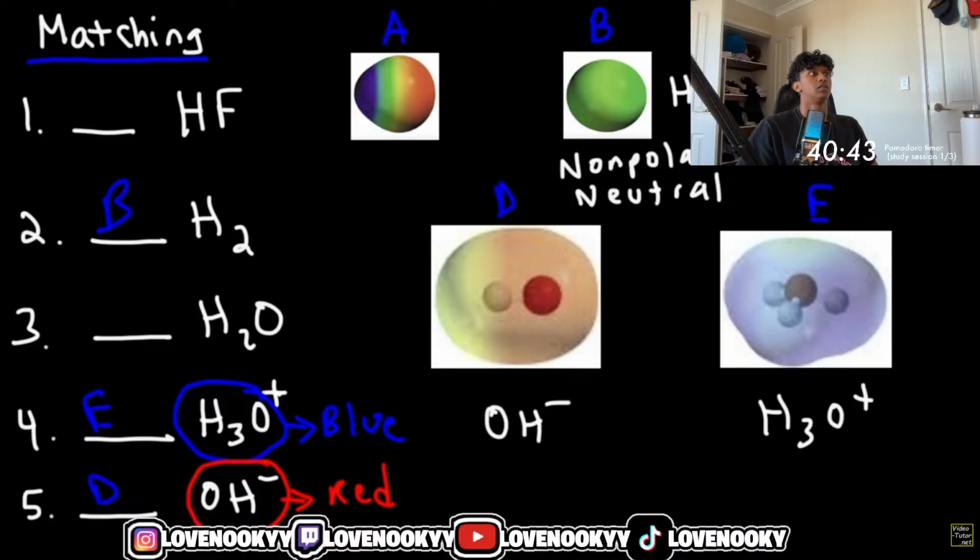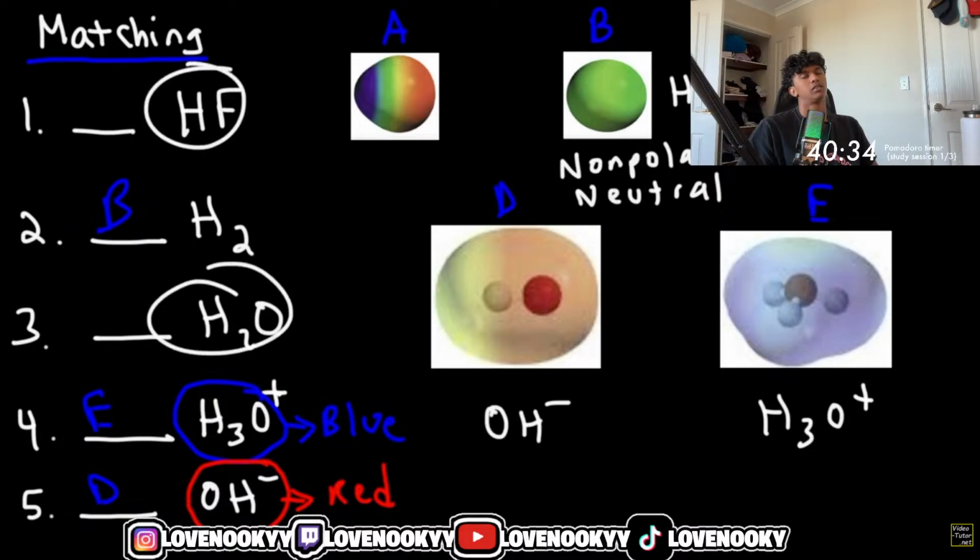Now, what about number 1 and number 3? HF and H2O, they're polar molecules. Polar molecules, you're going to have 2 colors, or at least 2 predominant colors, red and blue. So looking at HF, fluorine is partially negative. So this is going to be the red side. And hydrogen is partially positive. That's going to be the blue side.